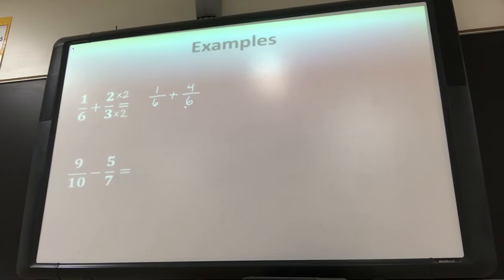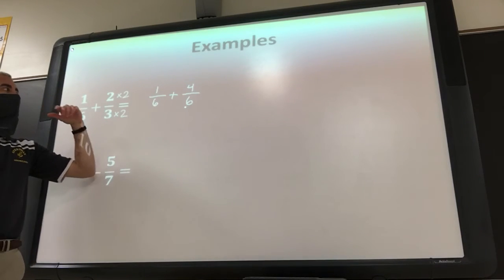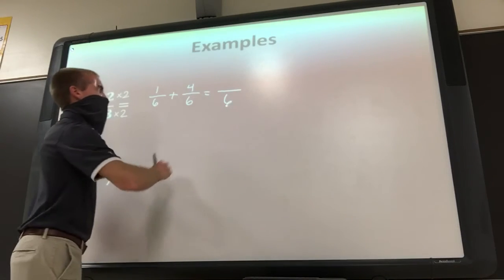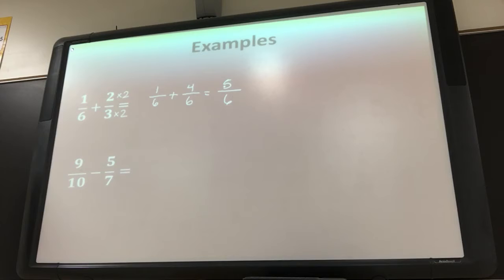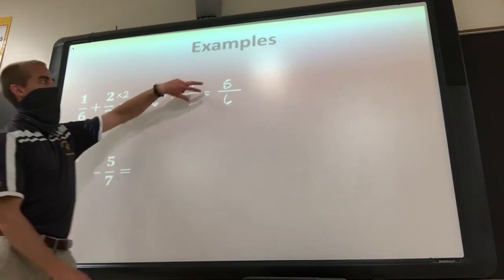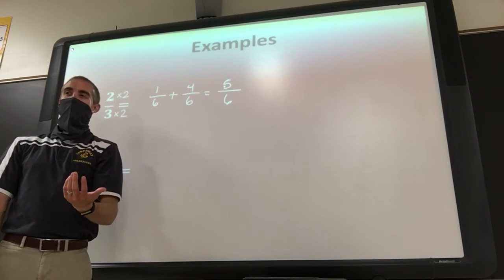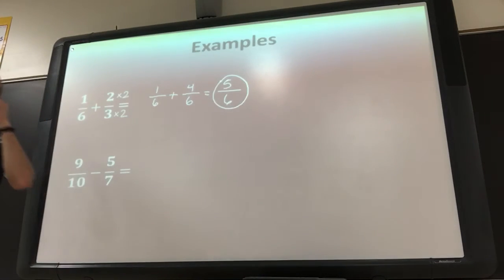4 over 6 is the same thing as 2 over 3. It just looks different. Now, since they have the same denominator, we can add them. The 6's don't change. They stay as a 6. And all we do is 1 plus 4, which will get us 5 over 6. So that's step 2. Step 3 is when we simplify our answer. Simplify means, can we divide the top and the bottom number by the same thing? Can we divide 5 and 6 by the same thing? No. We cannot, so that's as far as we can go. Our answer is 5 over 6.